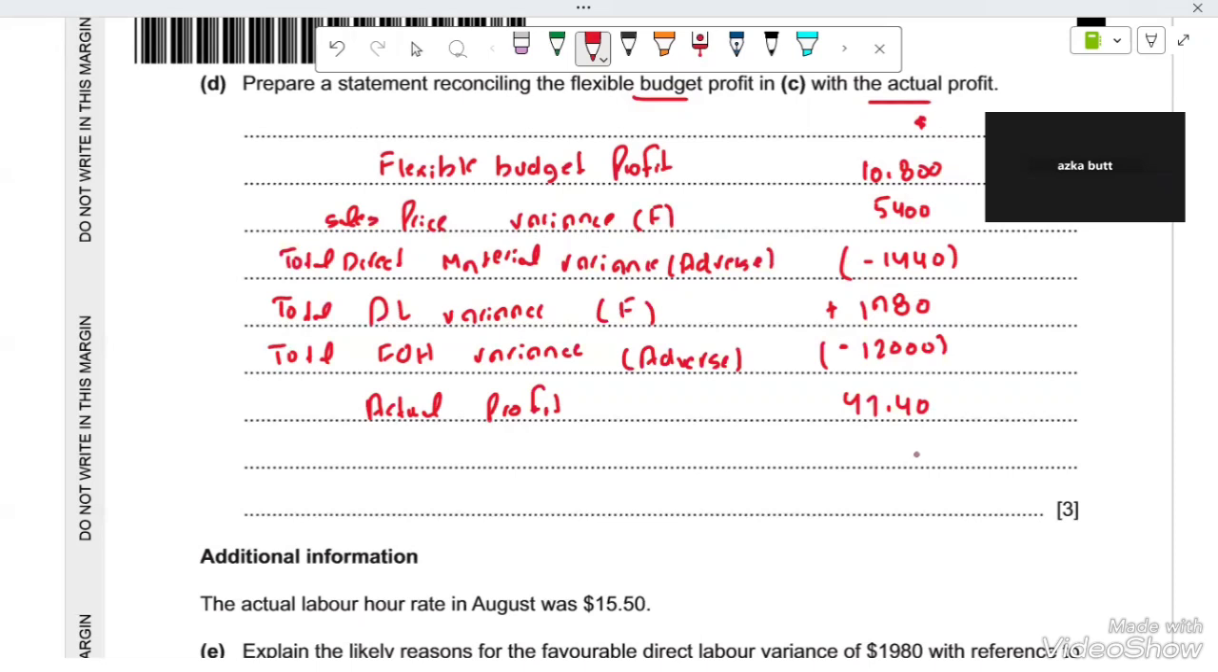So basically, this reconciliation explains why actual profit is lower than the flexible budget profit by analyzing the sales price, material, labor, and overhead variances. So the main reason for the lower profit is again the adverse fixed overhead variance, which is $12,000, despite having the favorable sales price and labor variances.